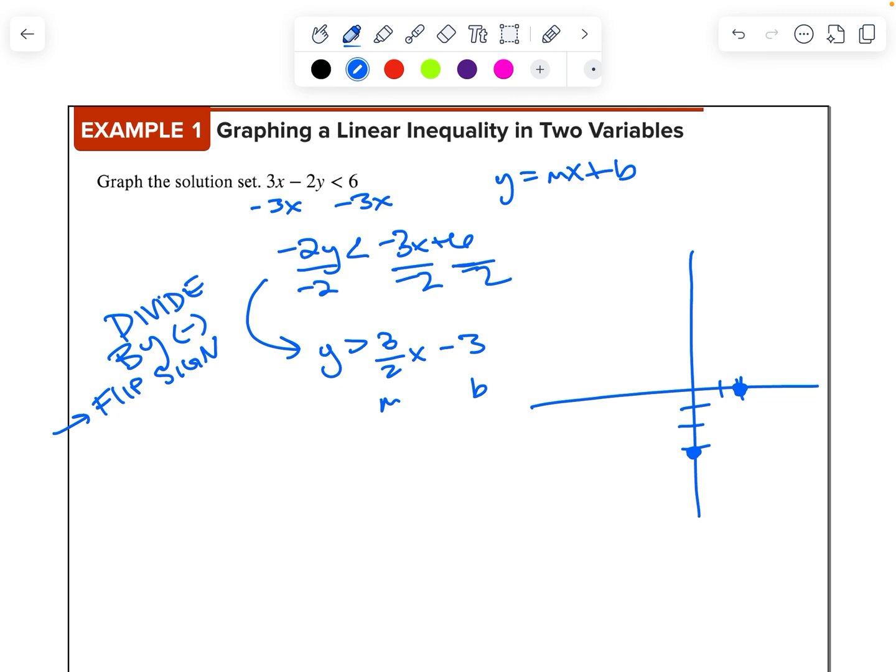All right, now, are we going to have a solid line or a dashed line? Notice here we have a strictly greater than. That means we're going to have a dashed line. A dashed line through those 2 points.